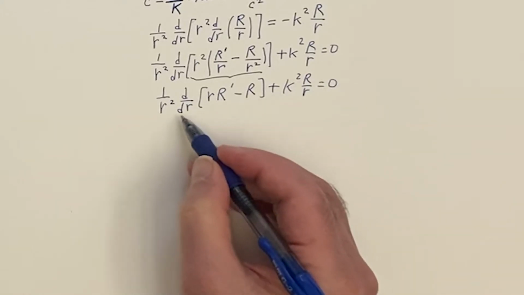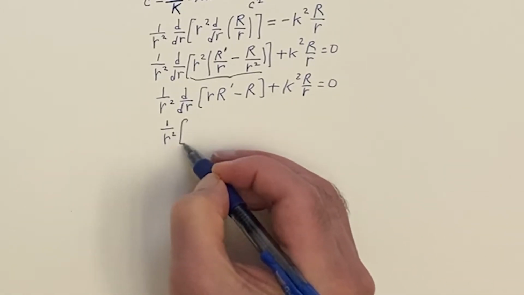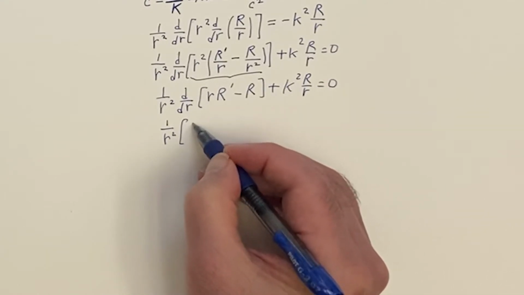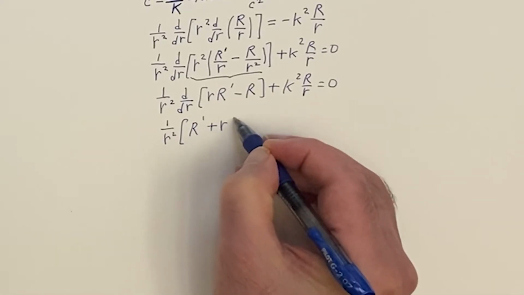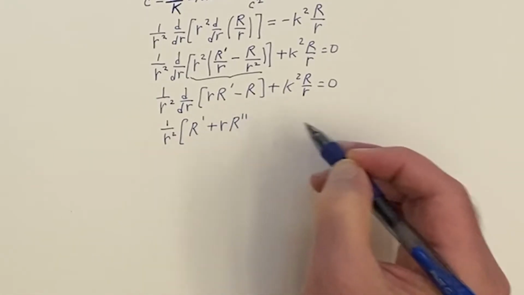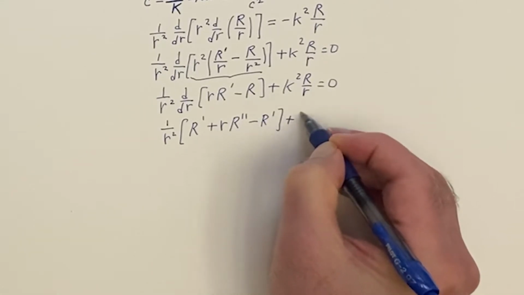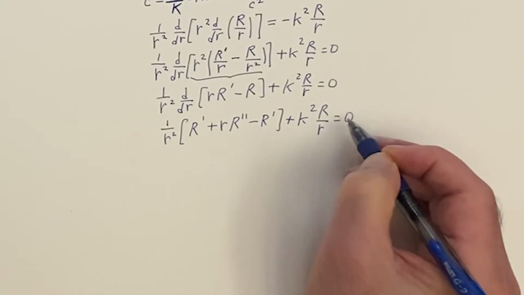And then we now go ahead and take the next derivative. And that would give us here the derivative of the first, which would just be a 1. So this is R prime plus the little r times the second derivative, minus R prime, plus k squared big R over little r equals 0.